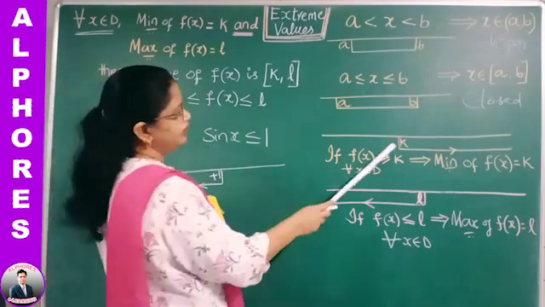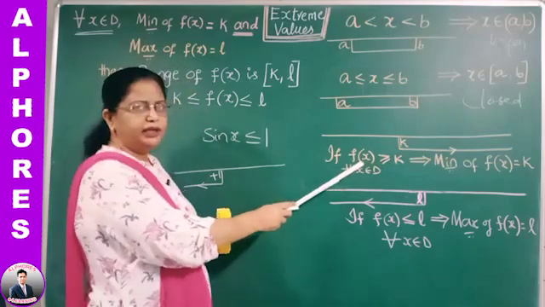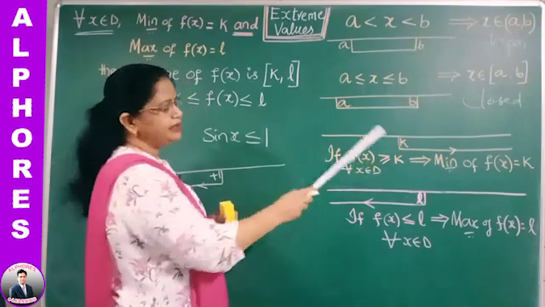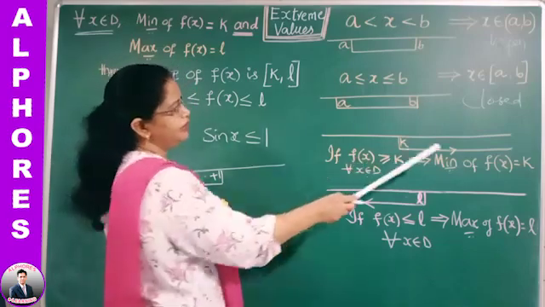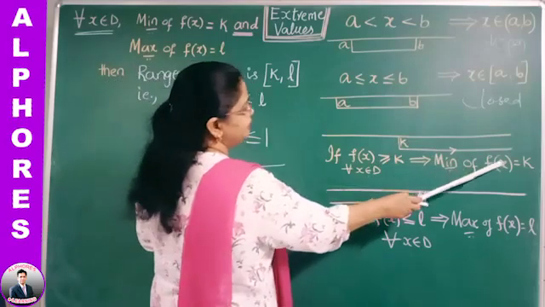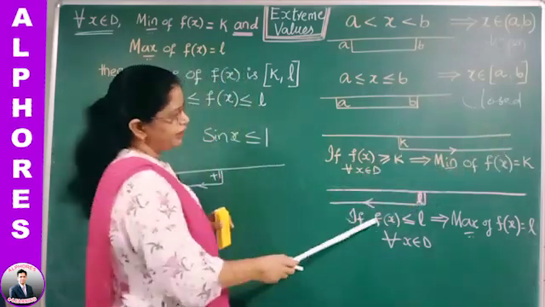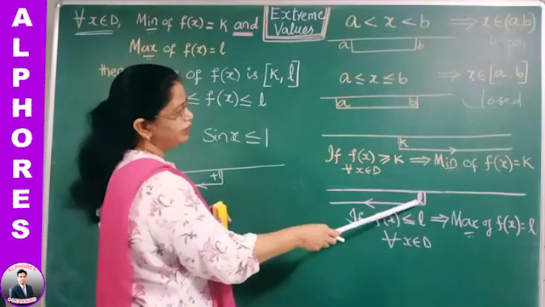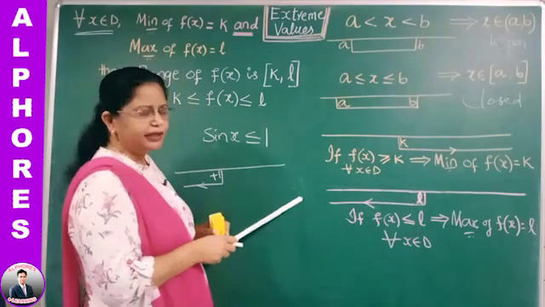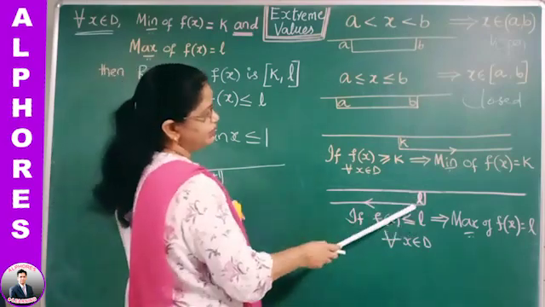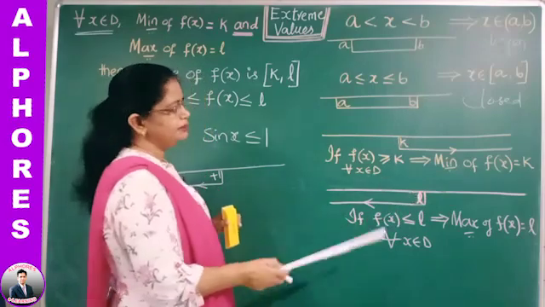Therefore students, whenever you get this kind of inequality, f of x greater than or equal to k, the meaning is you are taking the minimum value of f of x. And if it is less than or equal to, that means all values are coming less than this, the meaning is it is the last value, that means the maximum value.